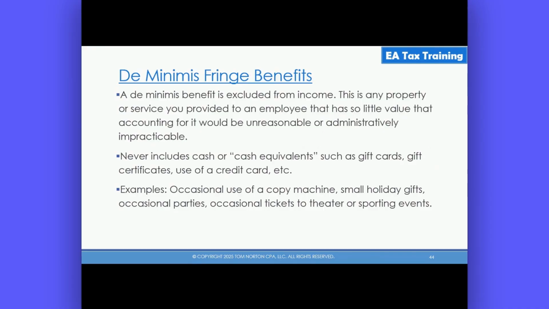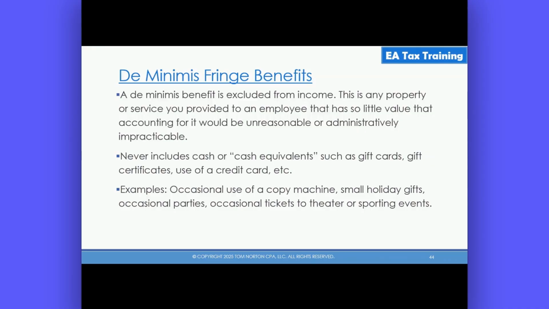So any de minimis benefit is excluded from income. This is any property or service that you provided to an employee that has so little value that accounting for it would be unreasonable or administratively impracticable. But it never includes cash or gift cards or gift certificates or use of a credit card. Doesn't matter what amount those things are, they are always going to be included in income.